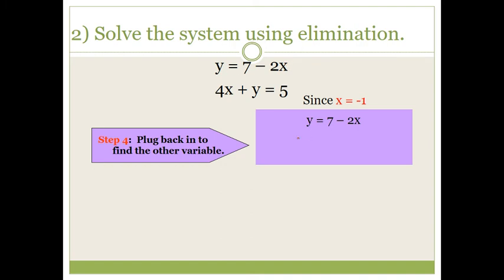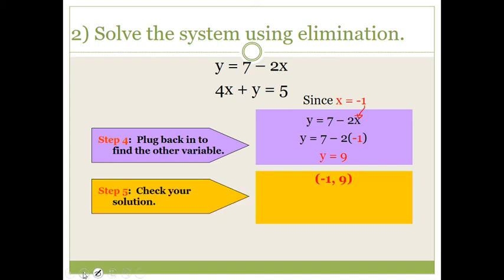Could I plug -1 into the second equation for x and solve for y? Absolutely, you bet. So I think that might be a good exercise for you guys to do. Try plugging it into a different equation, or both, just to verify that you do in fact get the same answer. So in this case, I'm going to replace x in the top equation with its value of -1 and then solve for y. So I get that y is equal to 9 in this case, because -2 times -1 is +2, and 7 plus 2 is 9. So now we have our solution, -1 comma 9.